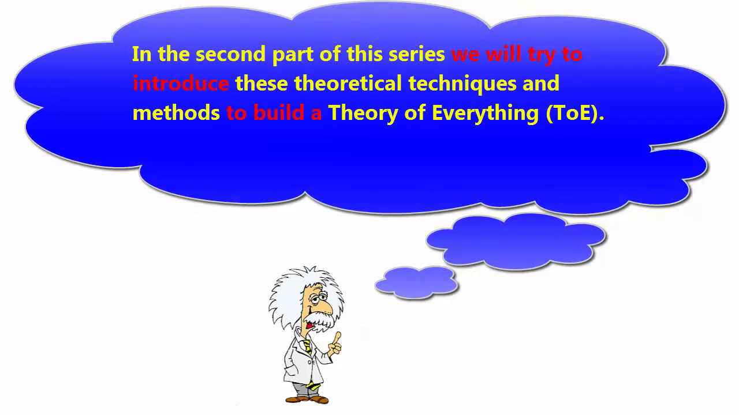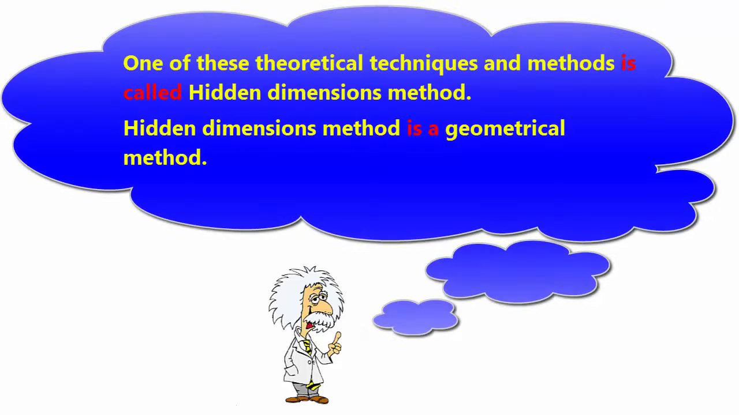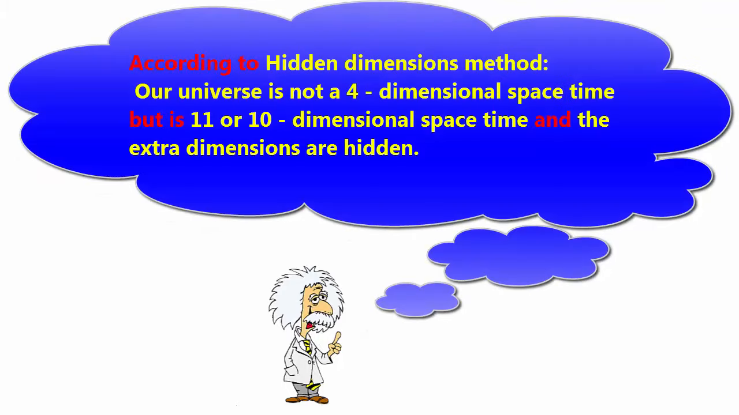In the second part of this series, we will try to introduce these theoretical techniques and methods to build a theory of everything. One of these theoretical techniques and methods is called the hidden dimensions method. The hidden dimensions method is a geometrical method. According to the hidden dimensions method, our universe is not 4-dimensional space-time, but is 11 or 10-dimensional space-time, and the extra dimensions are hidden.